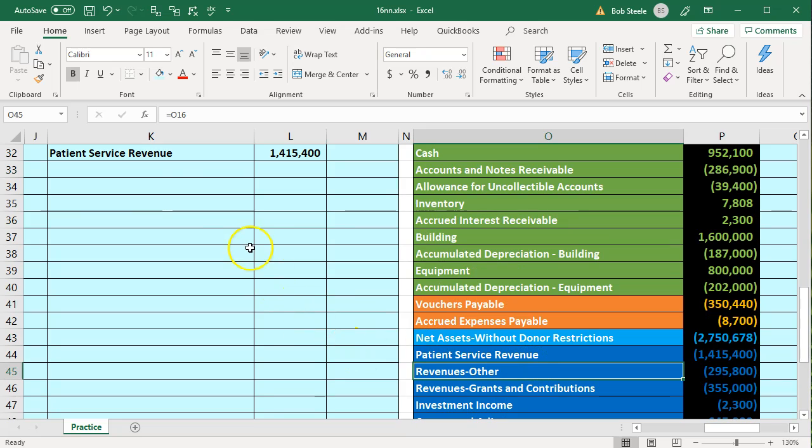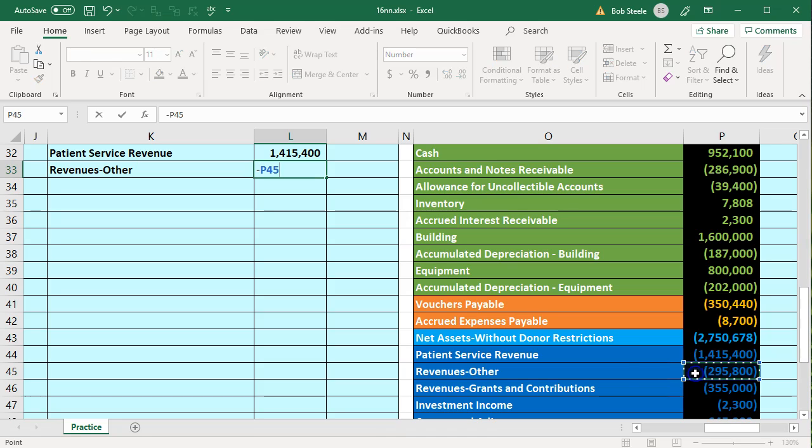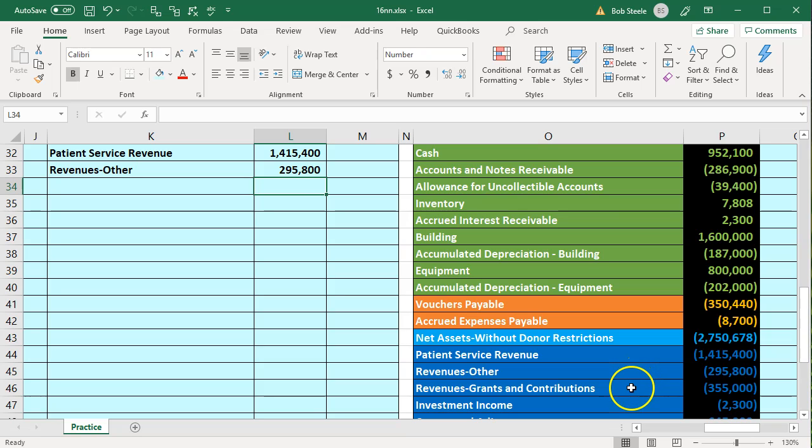Here's revenues, other. It has a credit in it, so we're going to debit it. We are in cell K33. We're going to say equals, scroll down to the revenues, other. We want to be on the debit side. So on the debit side, we're going to take that account and flip the sign. So we're going to say negative of this number and enter. There we have that, and then we're just going to keep going down here.